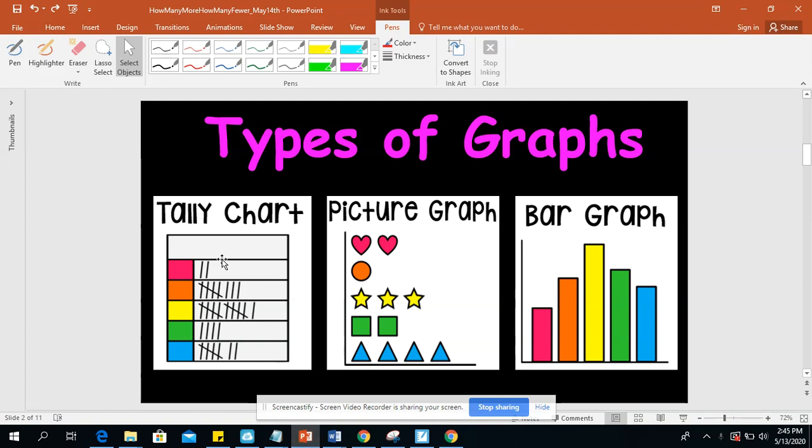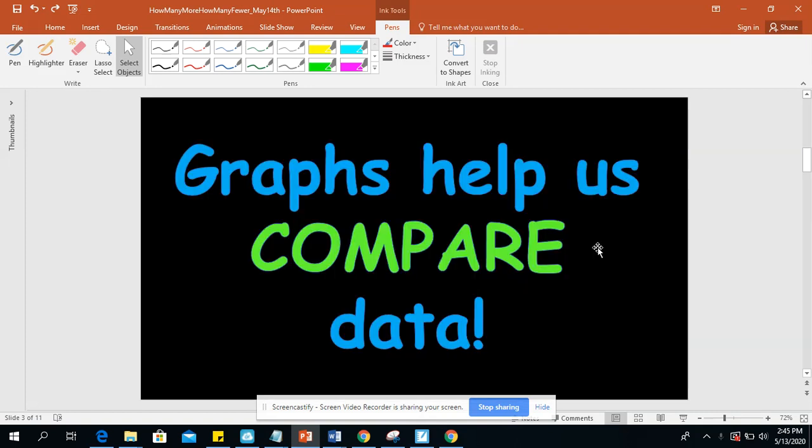So yesterday, we talked about the 3 different types of graphs. We talked about tally charts, picture graphs, and bar graphs. And we talked about how all of these graphs help us organize and represent data. Well, did you know that graphs also help us compare data? That's what we're going to focus on today. We're going to talk about how graphs help us compare data.